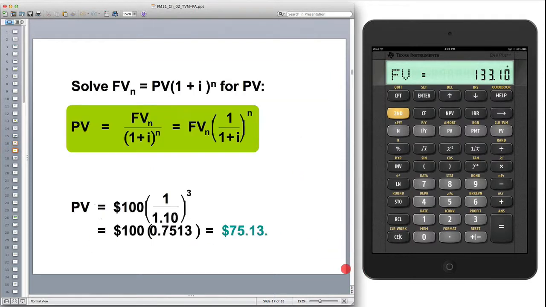All right, so let's do that. Future value is basically present value times 1 plus i to the power n. If you take the 1 plus i to the power n in the denominator, you get the present value. You have $100, 1.10, that's 10%, to the power 3, you get 75.13, that's its present value.